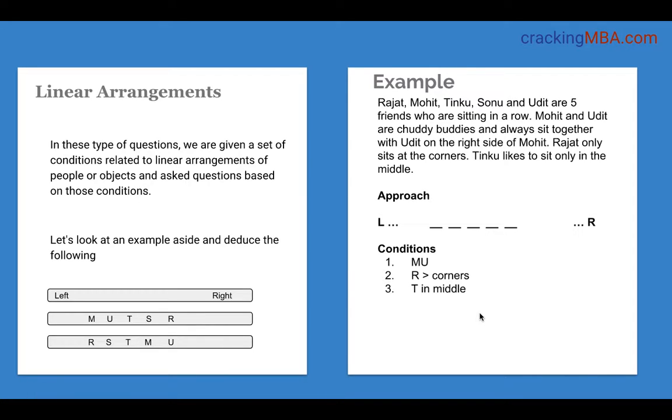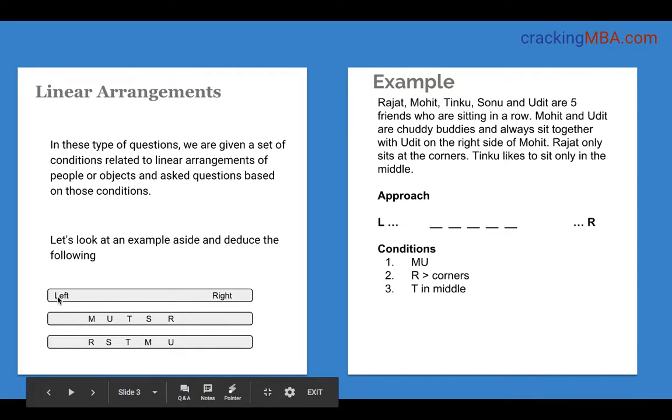Next, what we need to do is a pictorial representation of these conditions. So here I have mentioned left and right. The condition is M and U together, so it could be M and U over here. R is in the corners, so R could either be in the corner here, the right side corner, or the left side corner. And T is always in the middle. So Tinku is always in the middle.